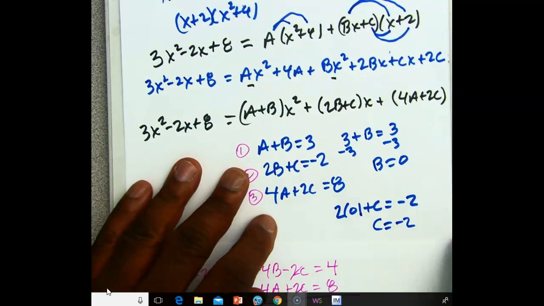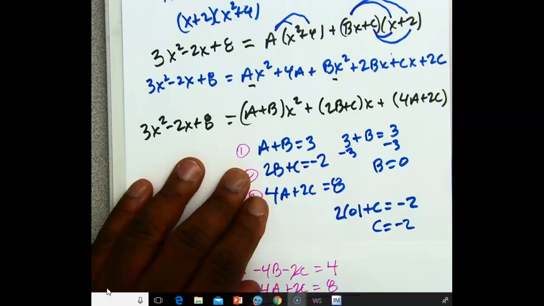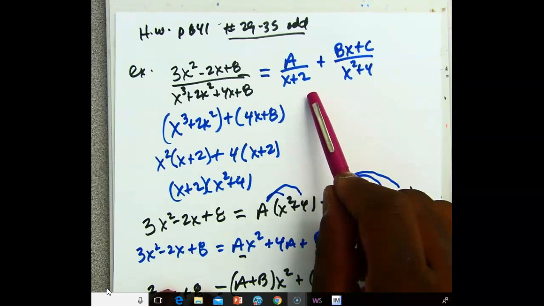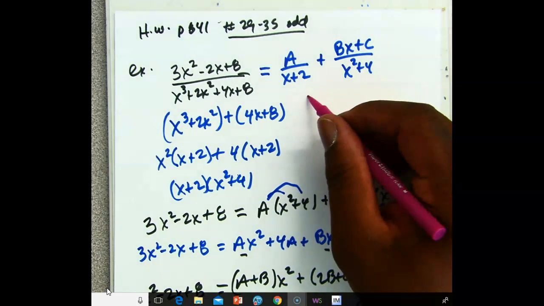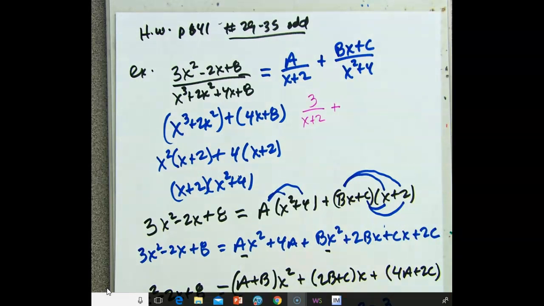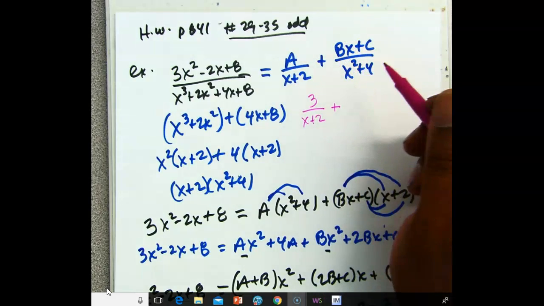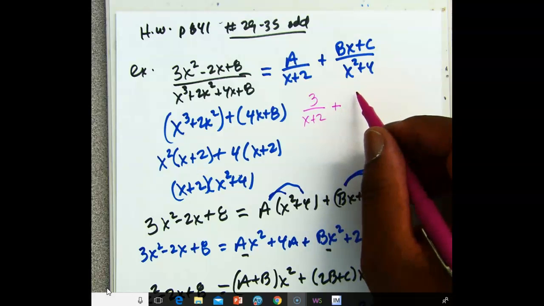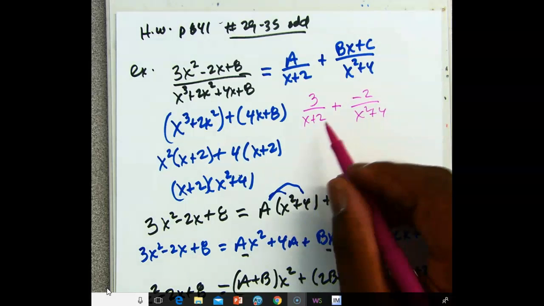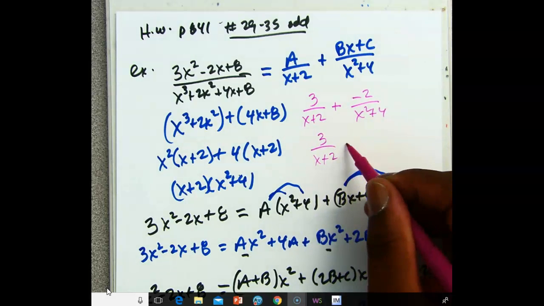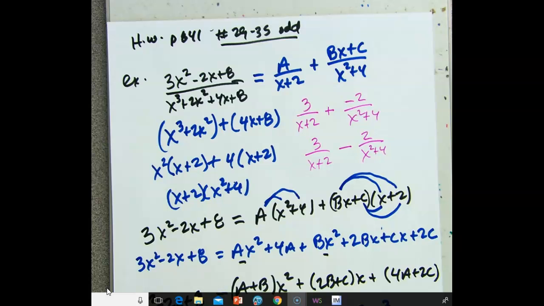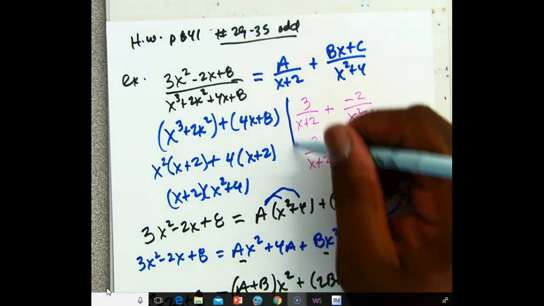So our solution then, if we go back up here, our solution, A ended up being 3, so we're going to get 3 over x plus 2, plus B ended up being 0, and C is equal to negative 2, so it'll be plus negative 2 over x squared plus 4, or 3 over x plus 2 minus 2 over x squared plus 4. So either one of these would be correct.